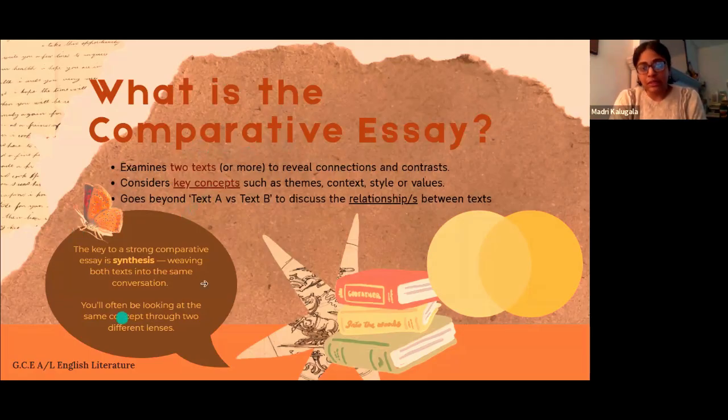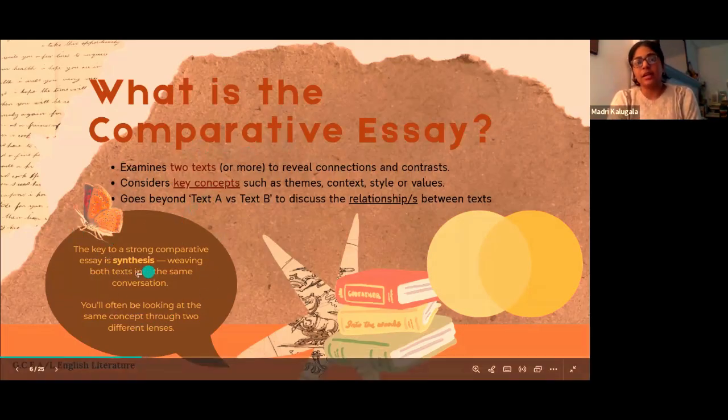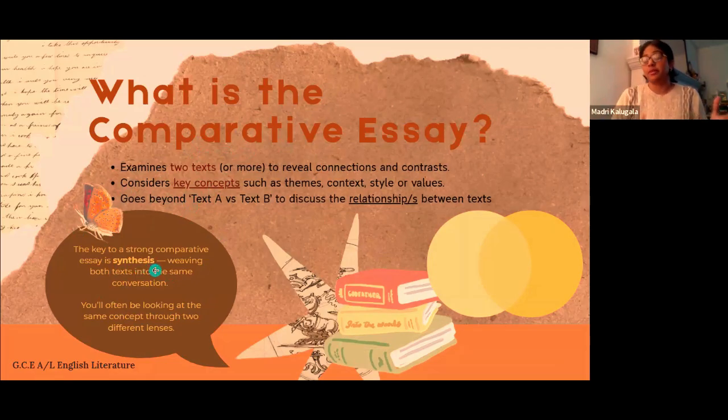So usually the key to a strong comparative essay is this idea of synthesis. It sounds like a very big and fancy word. Don't get thrown off by that. Synthesis is essentially the idea of coherence or flow, the idea that both texts, or multiple texts that you're looking at, are woven together. It's not A, B separate, they're both interconnected and woven together, right? So you'll often be looking at the same concept through two different lenses. That's usually how these questions are structured.